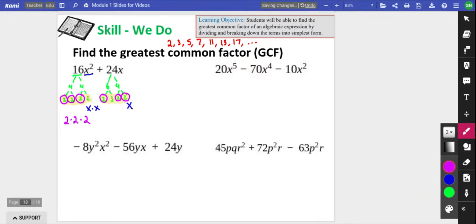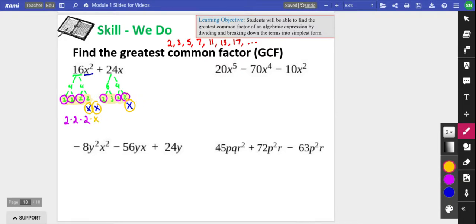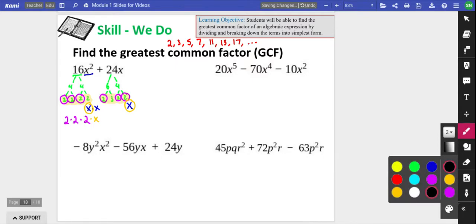We will be repeating the same process with the letters. This one has an X, so does this side. So bring down the X. Now this one still has an X, but there's no X over here. We cannot use the second X on the first term. Now that we have found everything that they have in common, we will be multiplying these 3 numbers. 2 times 2 times 2 gives you 8 times the X. That would be the answer.